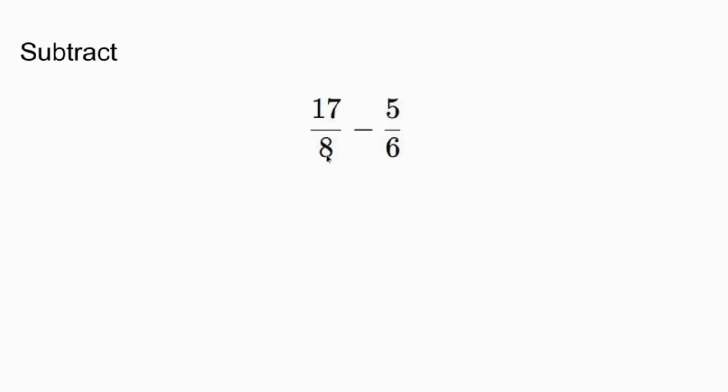Subtract 17 over 8 minus 5 over 6. Whenever subtracting fractions, you need to have the same denominator. Well, these denominators are different. This is an 8 and this is a 6.